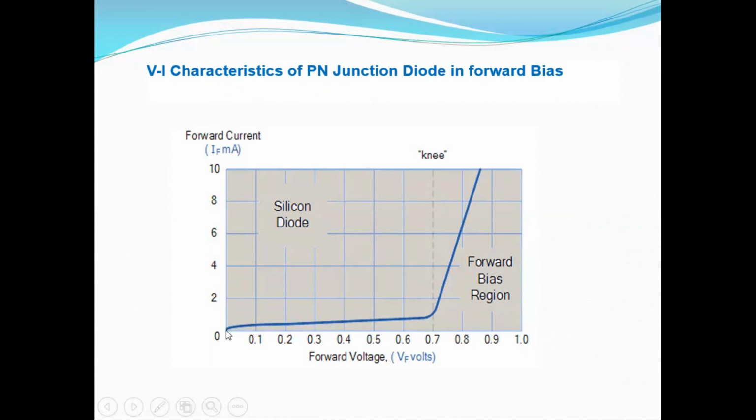That is, when the forward voltage is equal to zero, the forward current will be equal to zero because of the existence of the potential barrier here. Now as the applied voltage increases and exceeds that barrier potential, the current starts increasing rapidly. This particular voltage where it exceeds the barrier potential is called the cut-in voltage, or it is also called the threshold voltage.